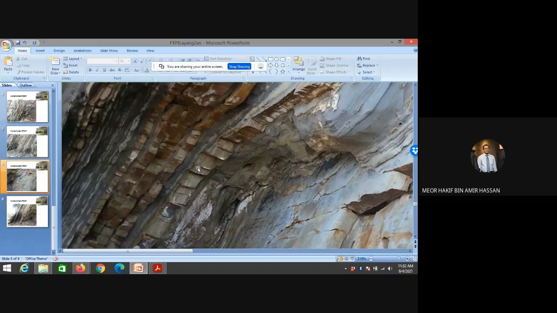Slump structure. So you don't really see any folds, it's just that the sandstone is sinking deeper into the mudstone below. Load cast. All right, so it's a load cast. Okay, but in this case, the load cast is very small, right? Usually load casts are very, very large, but this is a small load cast at the base of a ripple.